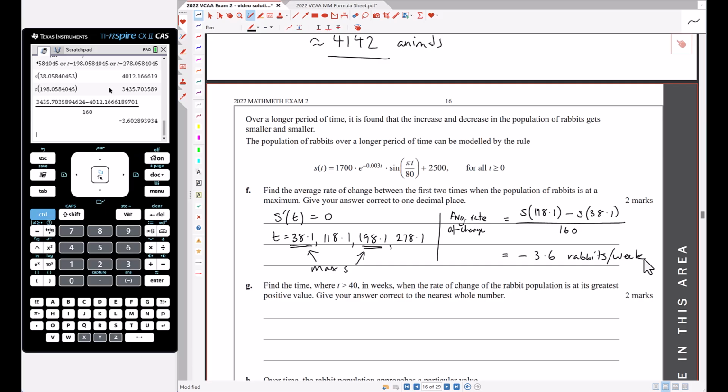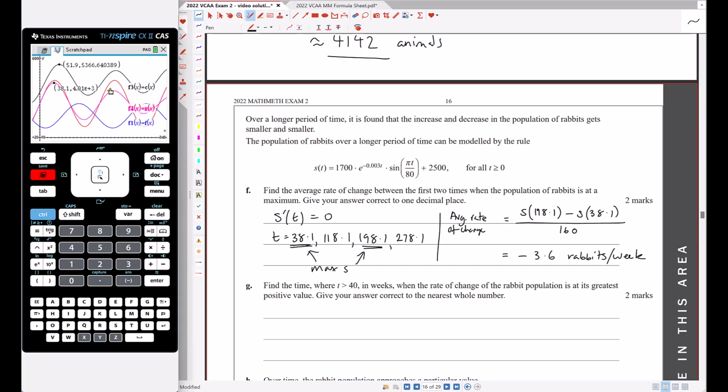So the average rate of change is decreasing by 3.6 rabbits per week over that period. And we can see that with the graph. We can see this pink graph is the one we're interested in. It's clearly going down, so it should definitely be a negative average rate of change.